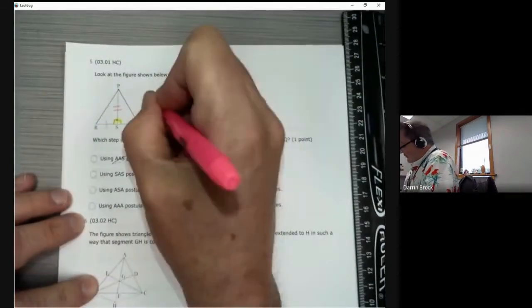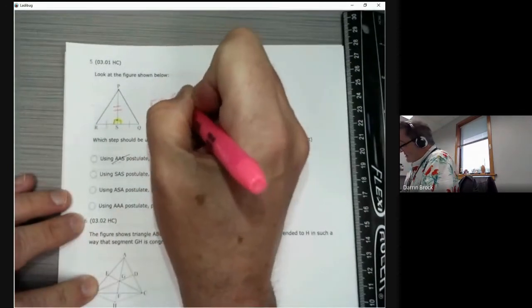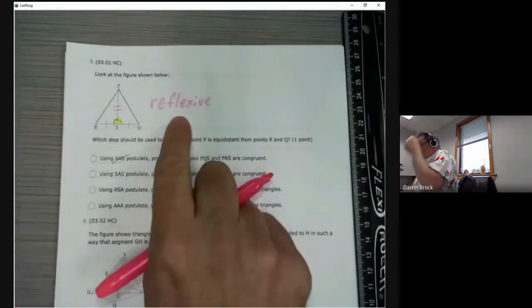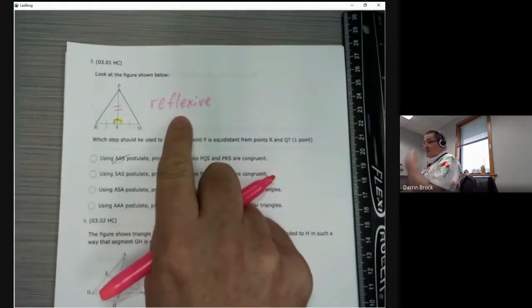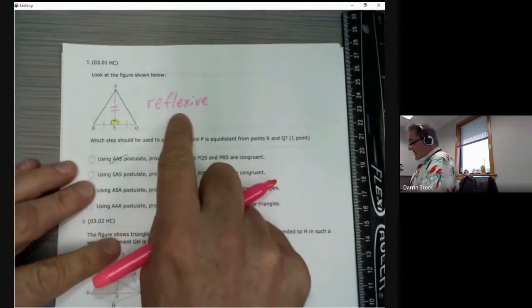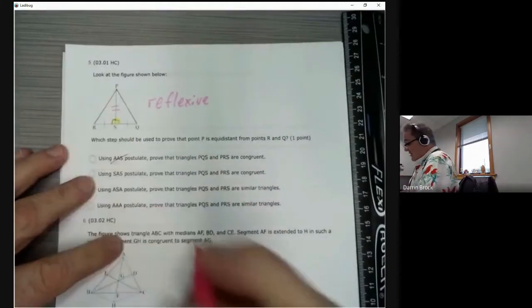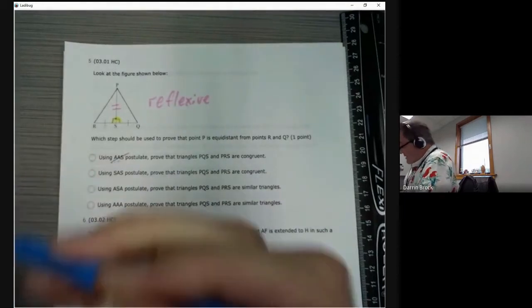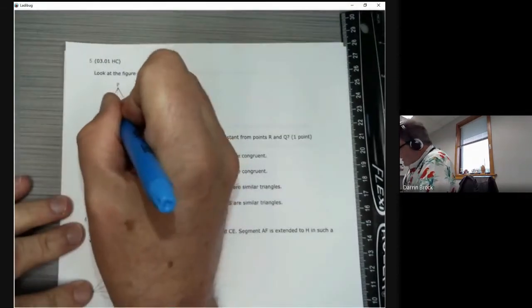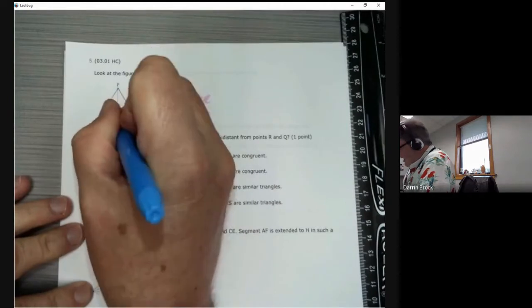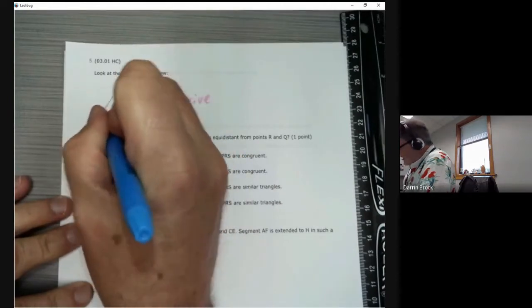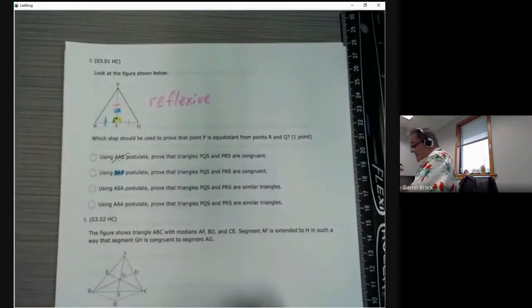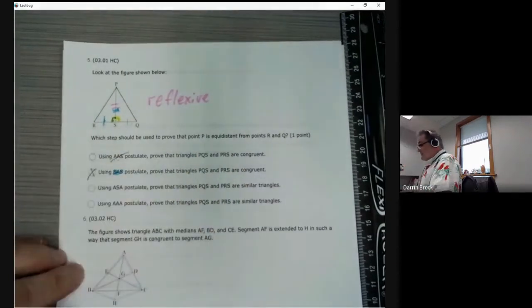And that is the reflexive property. The reflexive property says something is equal to itself. Like looking in a mirror, reflecting, reflexive. It's going to be the same size. It's going to be the same length. That is the reflexive property. So we do have, if we look at it, a side, another side, and an angle that's in between the two sides, which is side angle side. We can use the side angle side postulate.